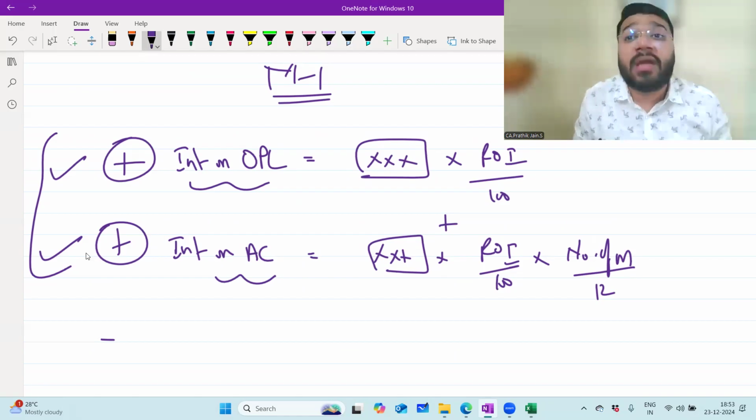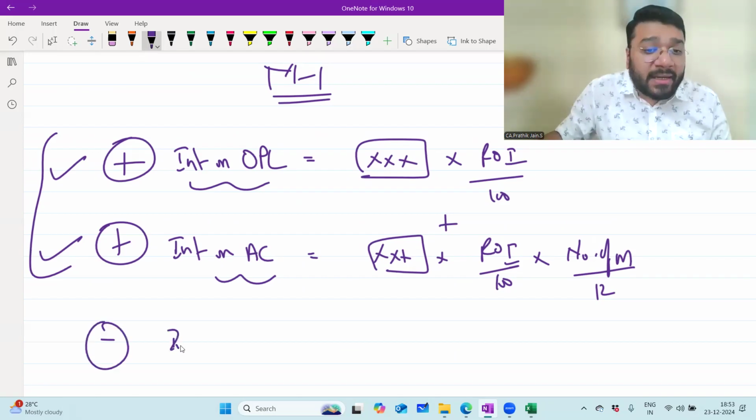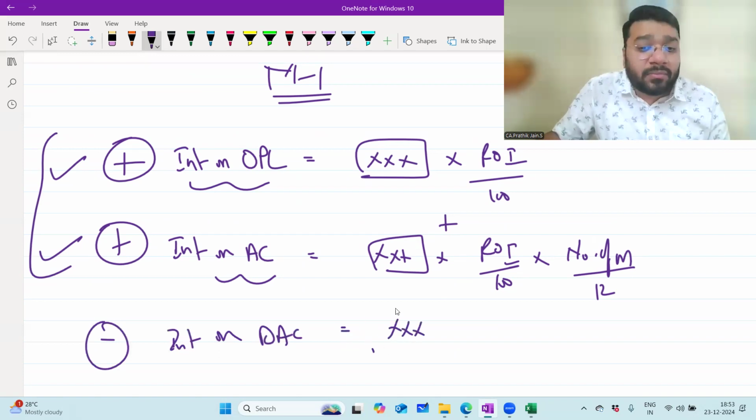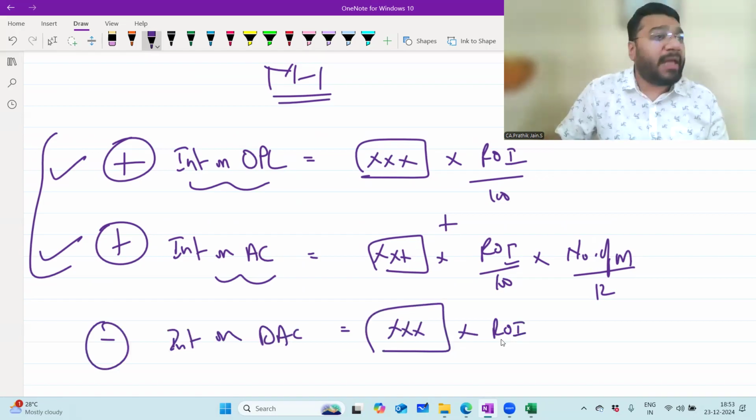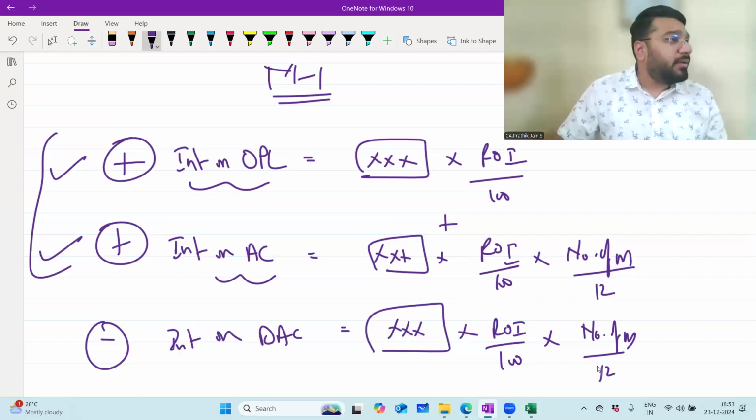Which drawings are we talking about? Drawing against capital. So minus interest on drawing against capital: whatever money is withdrawn into rate of interest, that is interest on capital divided by 100 into number of months by 12. This is one method. If you're not comfortable with this method, you can go with method 2.